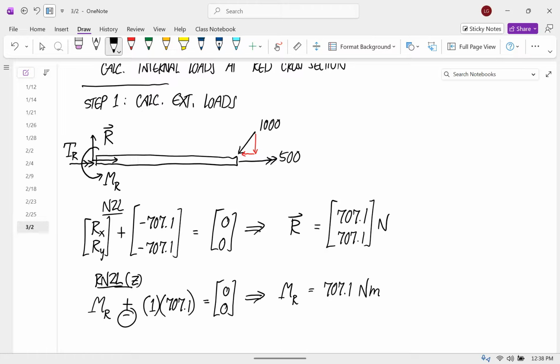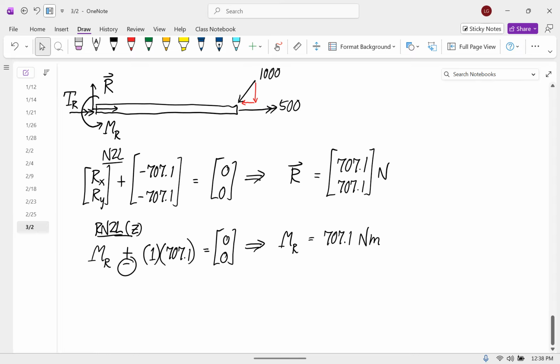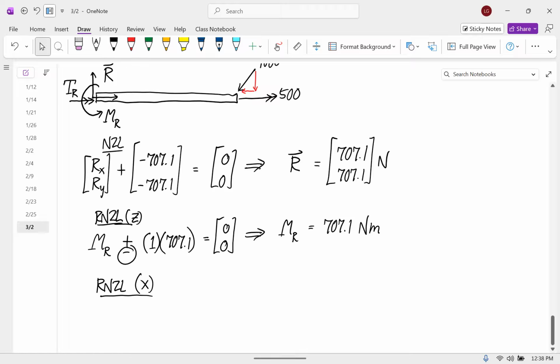Any questions about that one? You could do these with the table too. Now I'm doing the moment equation about the x-axis, because we just did it about the z-axis. This one's simple. All we have is fancy TR plus 500 is equal to 0. So that reaction couple is negative 500 Newton meters.